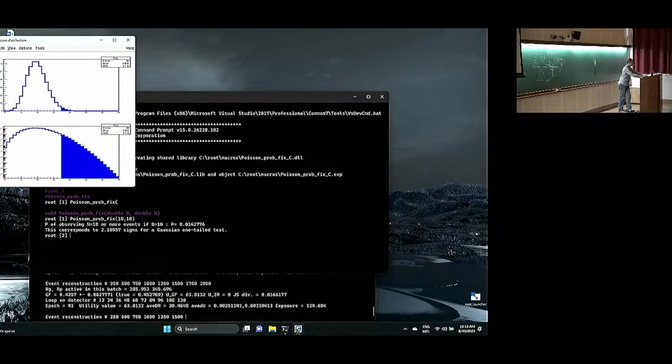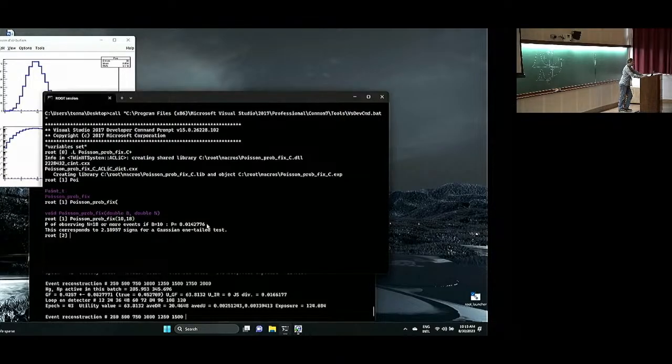Can we try again? What is the probability that I see 10 events if I expect 3? Anybody wants to try?